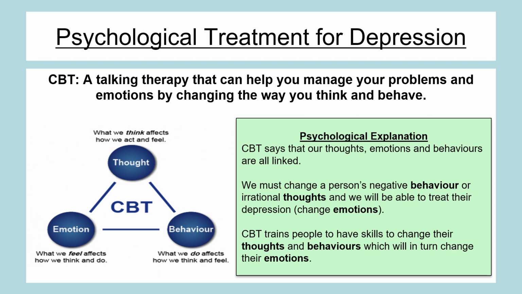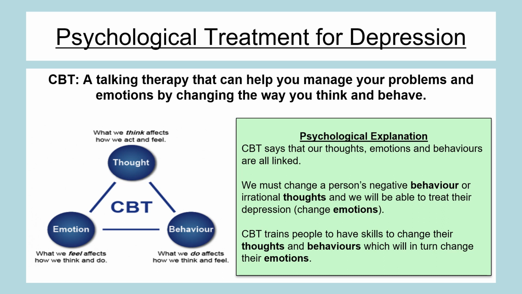What's that all about? And what the patient will be told is they will be given some homework. Homework is a key part of CBT, and that homework will be to do some positive behaviors. For example, go to table tennis club, go back to the club that you really enjoyed. And that positive behavior will hopefully have a knock-on effect onto emotions, which will increase emotions, make them feel better.